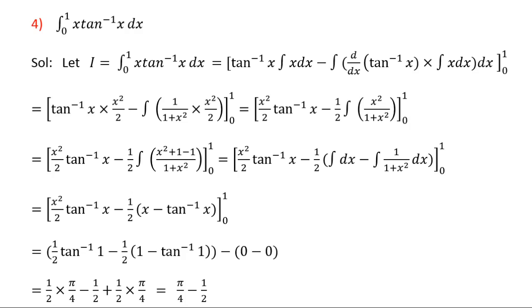नमस्कार विद्यार्थी मित्रांनो, मागच्या लेक्चरमध्ये आपण डेफिनेट इंटिग्रेशनमध्ये बाय पार्ट्स कसा वापरायचा, पार्शियल फ्रॅक्शन कसे वापरायचे ह्याबद्दलची काही उदाहरणं पाहिली होती. Here is one example.